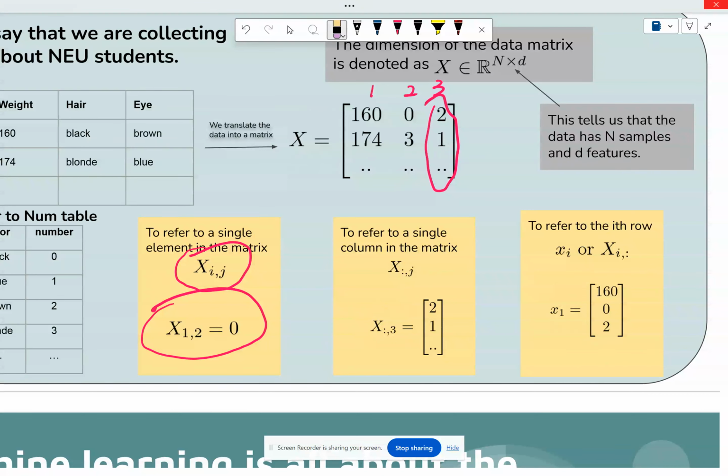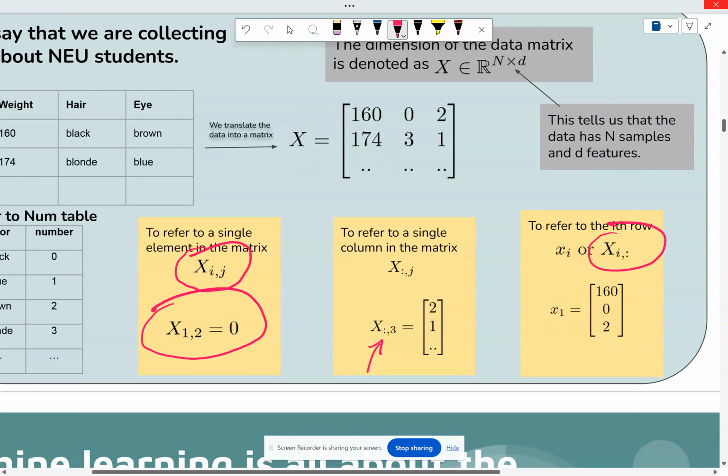Or you can denote an entire row. You can use that notation, except the colon is at the back as opposed to the front, and this is saying that you want the ith row. Now, there are two ways to represent this. Generally, we just write x_i, lowercase, or you can write it this way. They mean the same thing. So x_1 is essentially the first sample. And here it is horizontal. Once again, when you're just talking about a single sample, it is vertical.